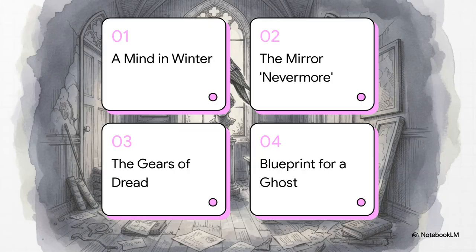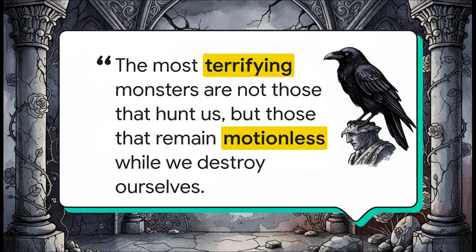All right, here's how we're going to break this down. First, we're going to start inside the narrator's head, which is the real setting of the story. Then we'll see how this raven shows up and basically acts as a mirror to his own madness. After that, we'll pop the hood and look at the technical gears Poe uses to crank up the dread. And finally, we'll see how this one poem pretty much created the blueprint for every modern ghost story you've ever seen.